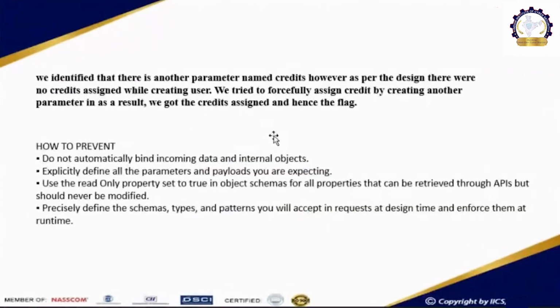So what we did here is we identified that there is another parameter named credits. However, as per the design, no credit is assigned while creating a user. So we tried to forcefully assign credit by adding another parameter in the request. We forcefully added that credit field into our request body, and we got the credit assigned, and hence the flag.